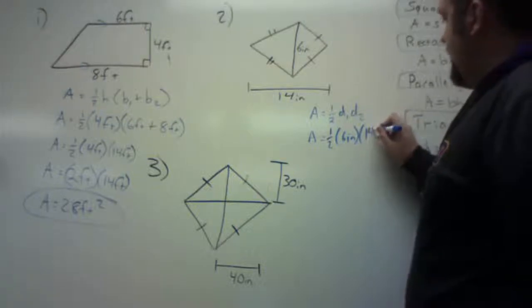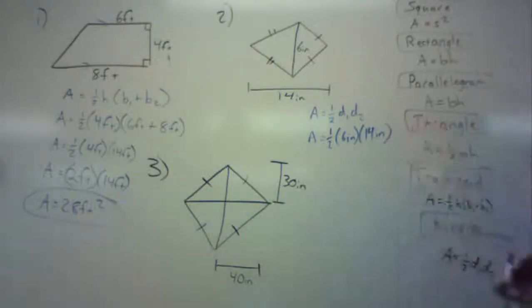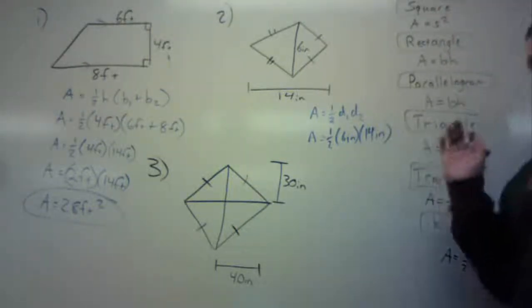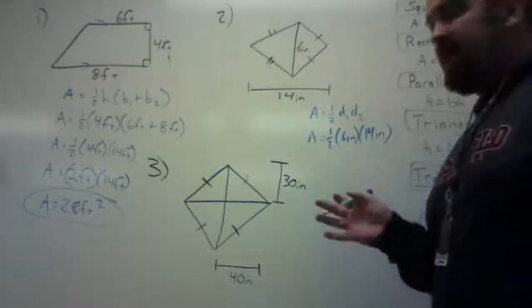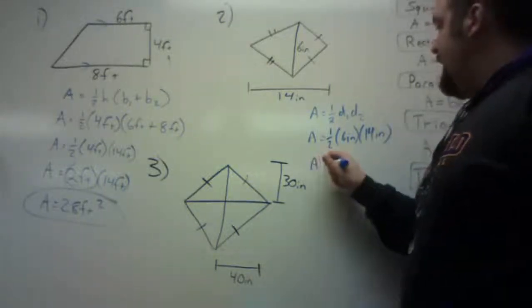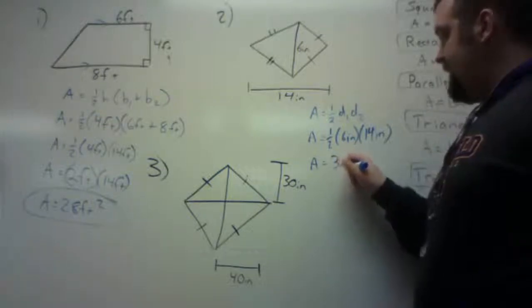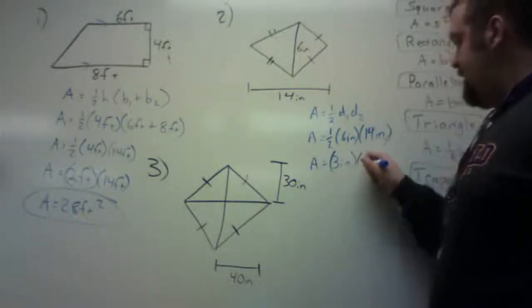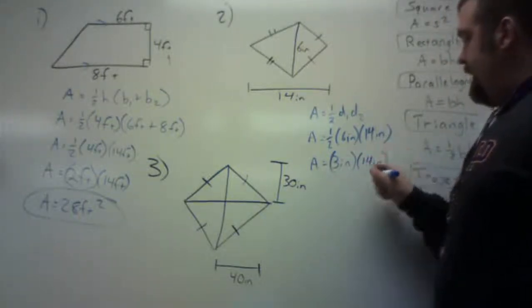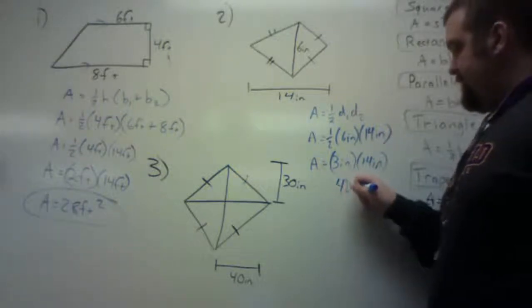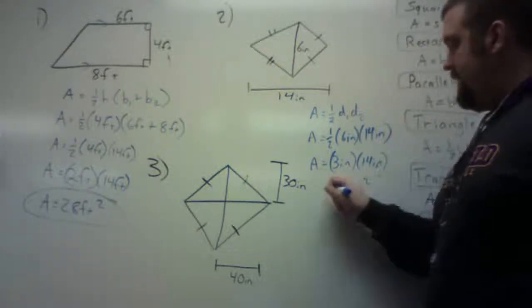And again, because it's all multiplication, order doesn't matter. 1/2 times 6, 6 times 14, doesn't matter which order I go, but I choose 1/2 times 6, 3 inches times 14 inches. And what I end up getting is 42 inches squared is my area.